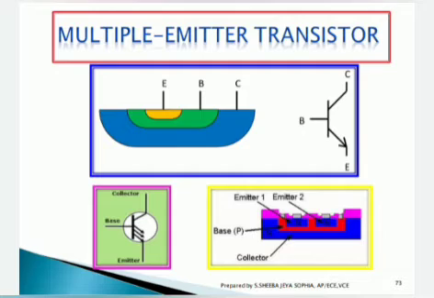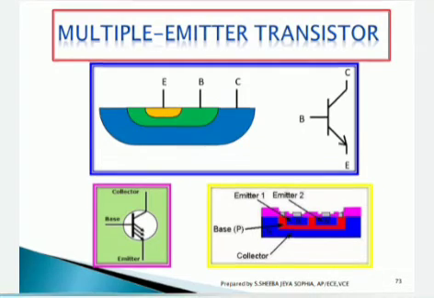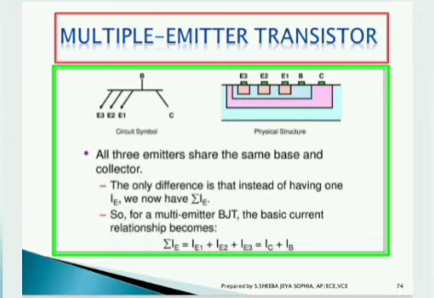So each emitter emits individually, and you can also see the planar representation of how these emitters are placed in the junction: emitter 1, emitter 2 and emitter 3. So this is the physical structure. All these 3 emitters share the same base and collector.